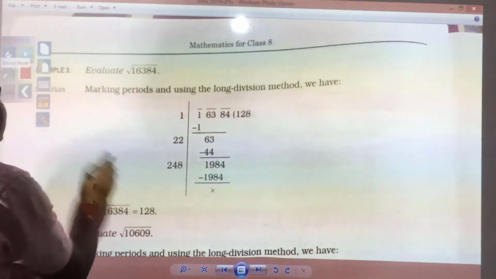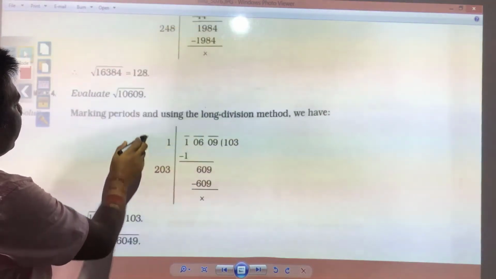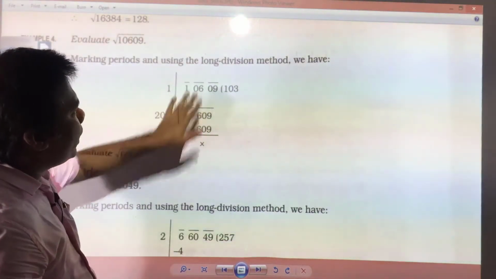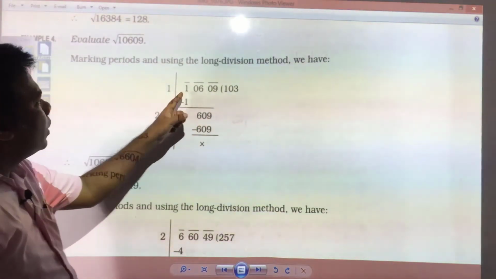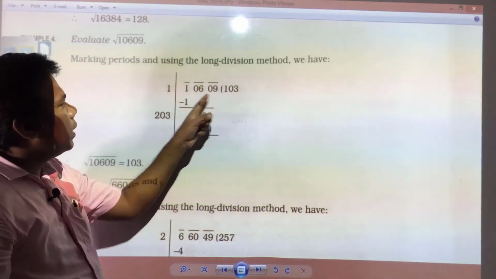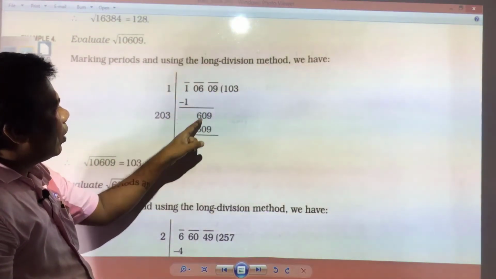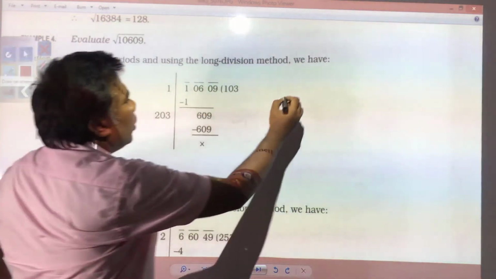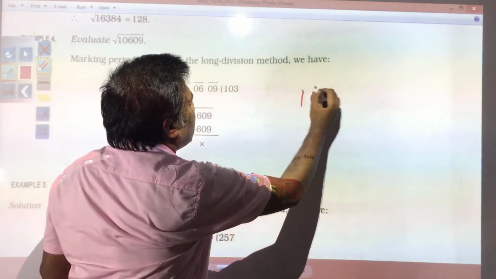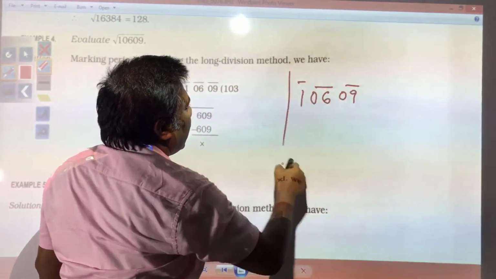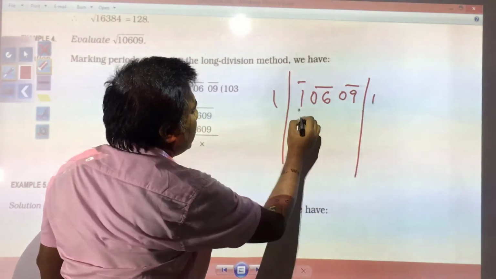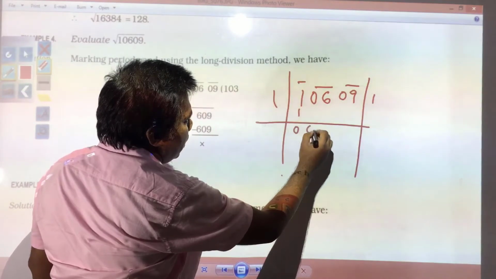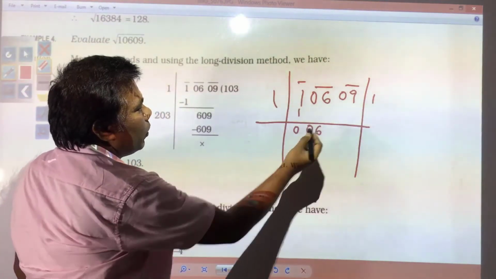So, in this way these types of questions are required to be solved. Next, you see you have 1609, the same thing has been done. You try yourself. Suppose the period has been made, 1 1 is 1 has been subtracted, you have got 6. Then see here, you have 1 0 6 and 0 9. If you divide by 1, 1 1 is 1, you will get 0. Here you have 0, 6. It means only 6 you have.